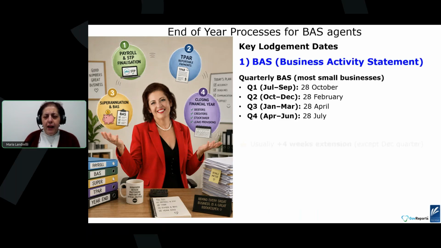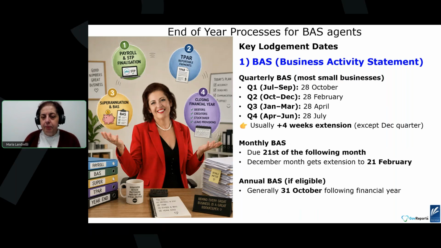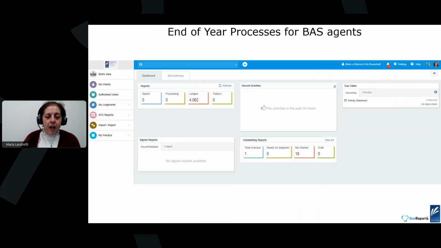And then we've got our dates, and I think everyone's pretty much aware of the dates of the BASs and IASs and when they're due. And if you're a BAS agent or a tax agent, we get a little bit of an extension by 4 weeks. So this is the GovReports software, and you should be familiar with it. This is actually a screenshot of mine, to protect the innocent, and I love it.